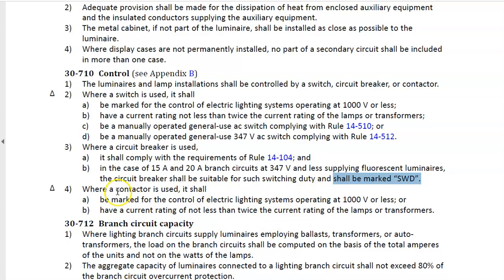Where a contactor is used, it shall be marked for the control of electric lighting systems, like I say, inductive loads, and it has to have a current rating of not less than twice the current rating of the lamps or transformers. You can try to get away with not following these suggestions, but you will end up burning out equipment. Make sure that you have these things rated at least twice what is going to be inside there.